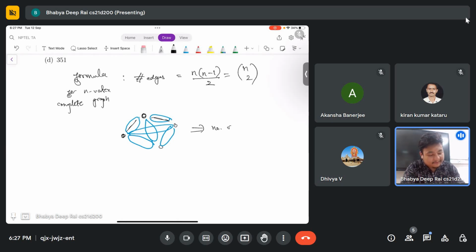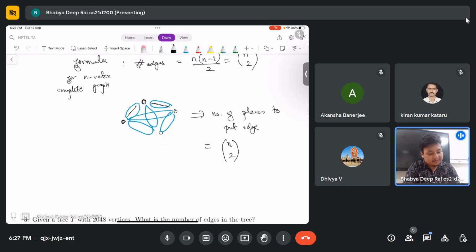So the number of places to put an edge is nothing but choosing two vertices at once, choosing a pair of vertices and putting an edge between them, which is nothing but n choose 2, which is n times n minus 1 divided by 2.